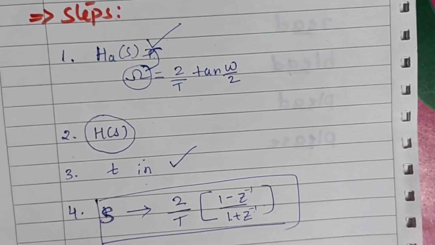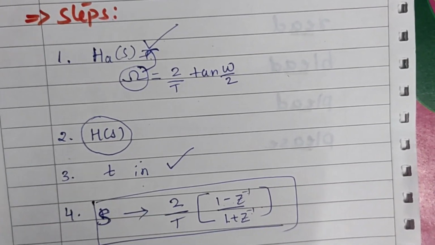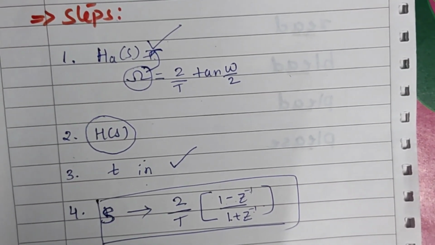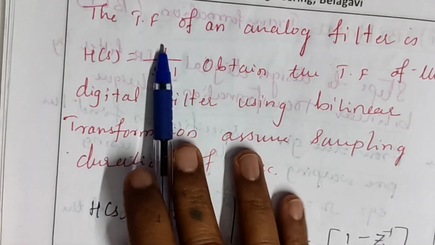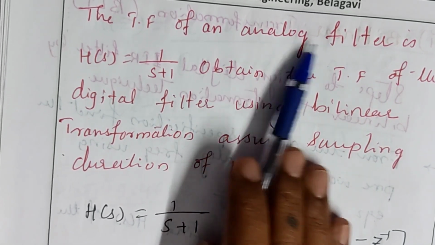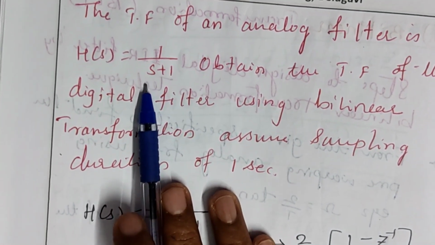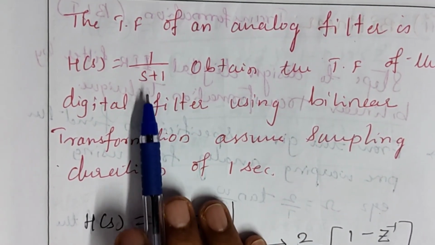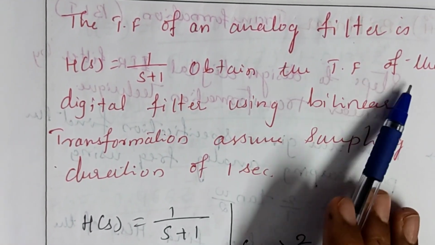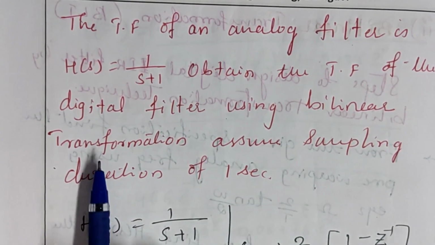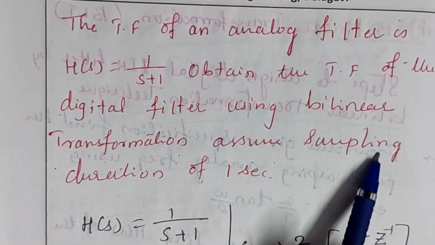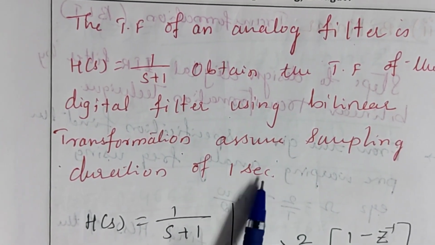Actually, compared to IIT, it is easier. We will see an example. The transfer function of an analog filter is H(S) = 1 divided by (S + 1). Obtain the transfer function of the digital filter using bilinear transformation. Assume a sampling duration of 1 second.